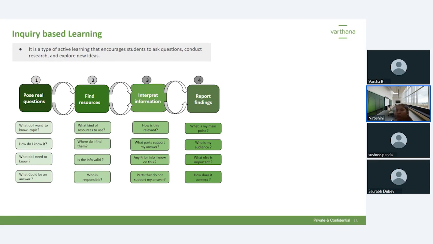So they need to understand this process of interpreting the information, and then finally, when they are trying to summarize and get the concept inculcated, at that point comes the fourth stage, which is report finding. What is my main point? What am I trying to highlight in this concept? What is the broad piece of this concept that I need to know? And who is my audience, and what else is important in this concept? Am I missing any detail? Or how does it connect with the answer? So all these questions will really help to summarize the concept of learning.